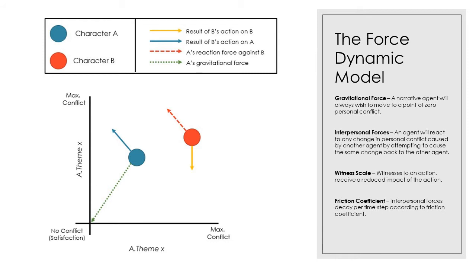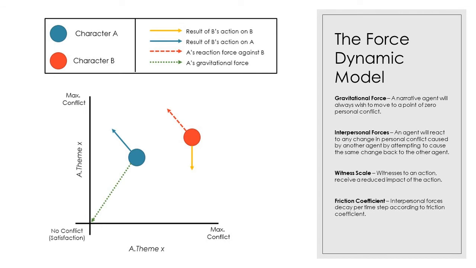The third behavior says that witnesses who observe an action will receive the impact of an action, as well as the corresponding changes in the interpersonal force, but at a reduced strength. Lastly, the fourth behavior says that, while the gravitational force is constant, the interpersonal force will decay for each time step according to a coefficient of friction.